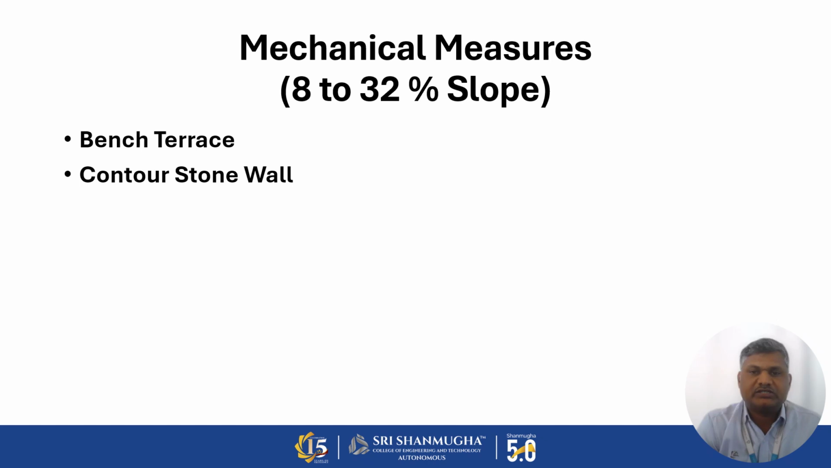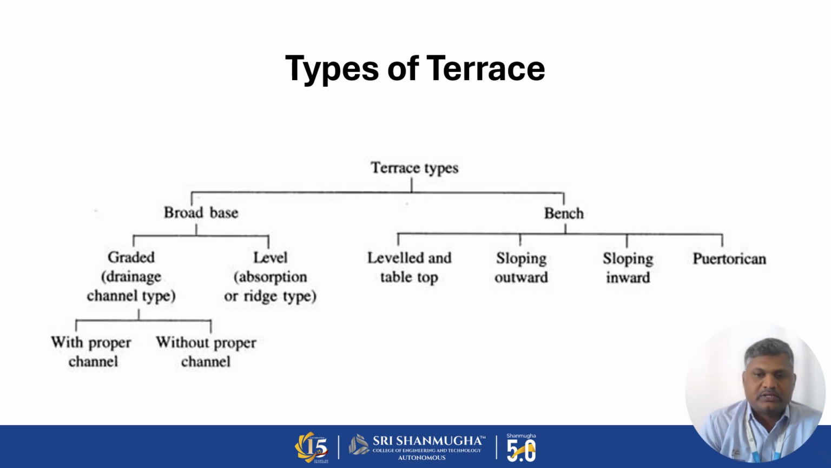One is the construction of terraces like bench terraces, and another is contour stone walls. We can adopt different types of terraces: broad-based terraces and bench terraces. Broad-based terraces are constructed with a broad base, where the base is increased. Bench terraces are like a bench or staircase, so we can also call them staircase terraces.